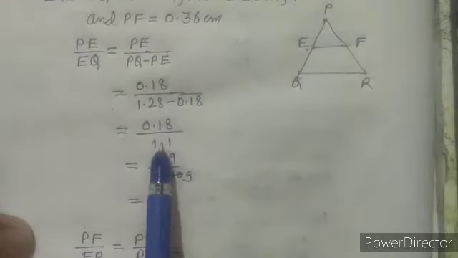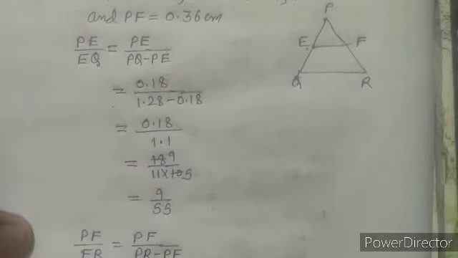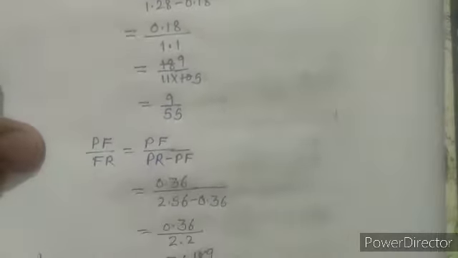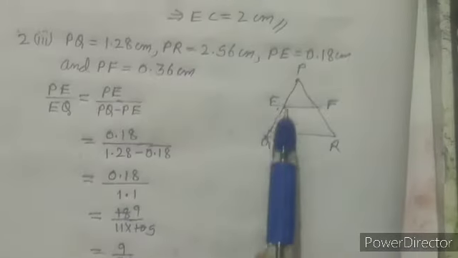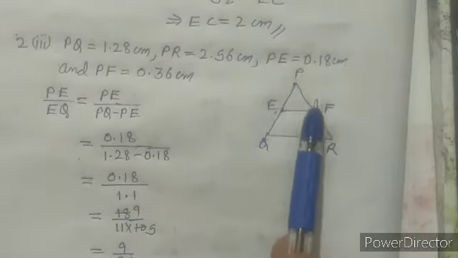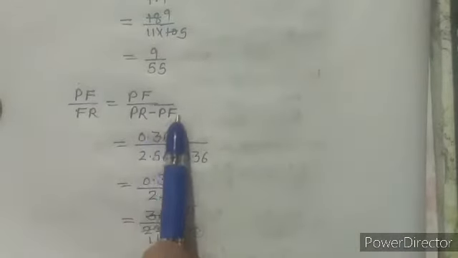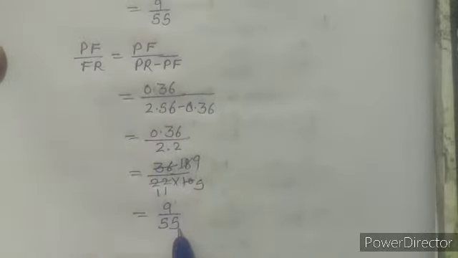And on solving this, we will get PE upon EQ as 9 upon 55. Similarly, we can find the value of PF upon FR. As FR is not given to us, we can find FR on subtracting PF from PR. FR will be PR minus PF, and that is again giving us the ratio as 9 by 55.